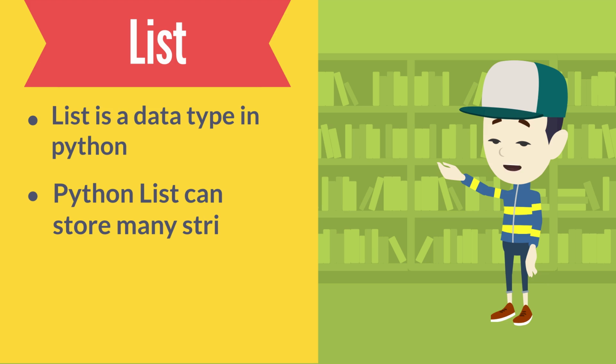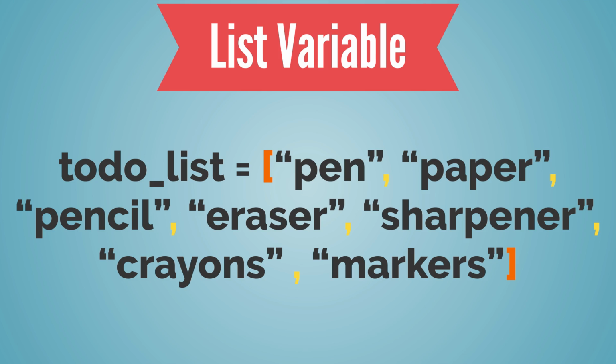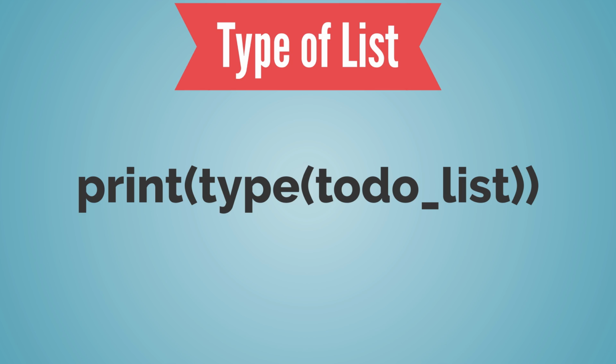Python list can store many strings like my to-do list. Let's create a list variable called to-do list and give values like pen, paper, pencil, eraser, sharpener, crayons, and markers. When we create a list, we put our words inside square brackets, shown in orange color, separated by commas, shown in yellow color. Let's print the type of variable to-do list, and guess what? I got list in the output.